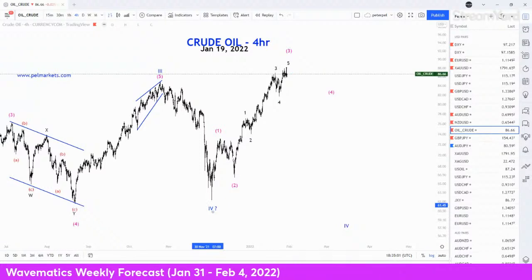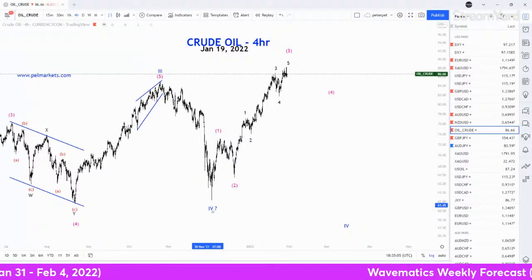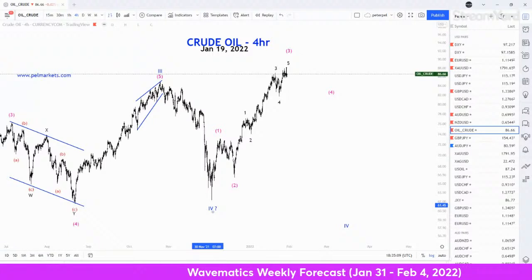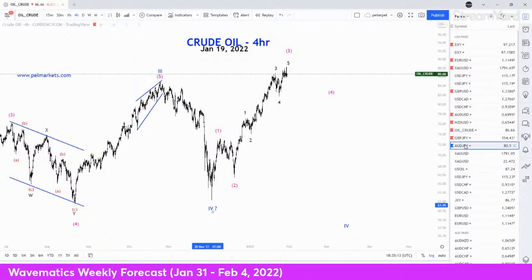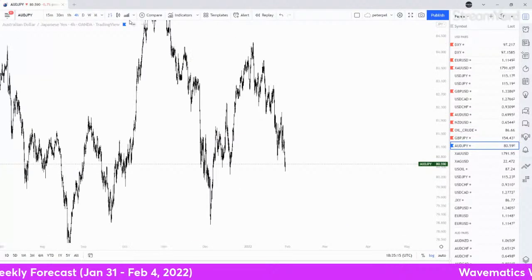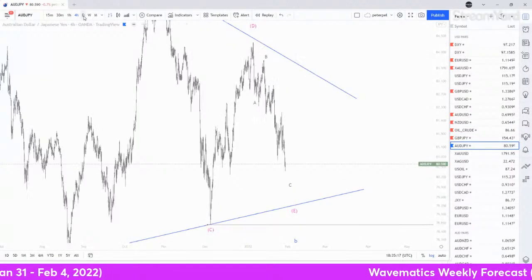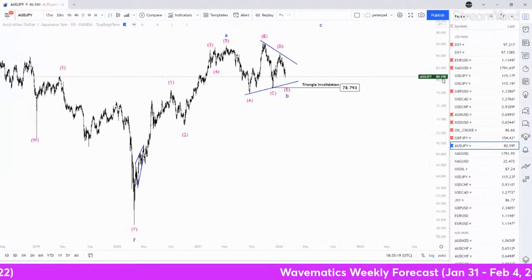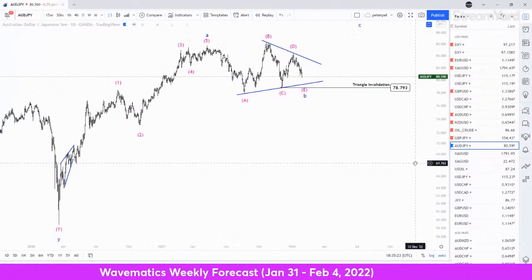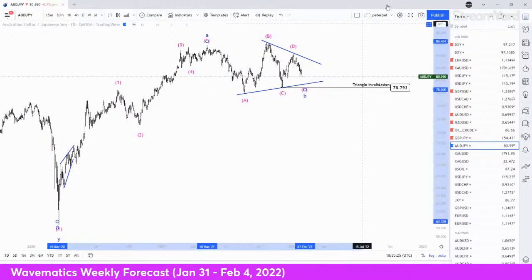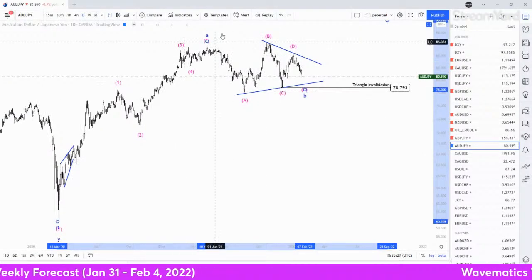Now that we've looked at Pound Japanese yen, let me give you the Aussie yen also, which is also developing a very nice pattern. If you look at the daily time frame, this is what I'm looking at. I'm looking at a bigger ABC to the upside with a 5 wave for a wave A.